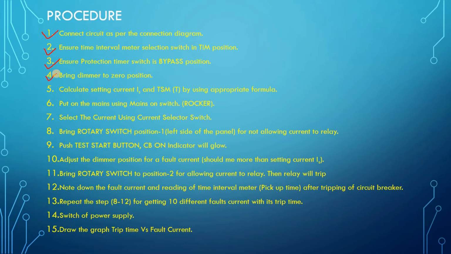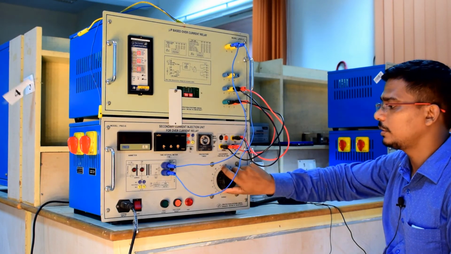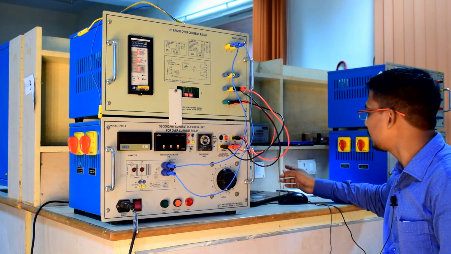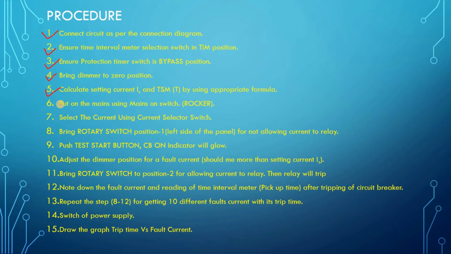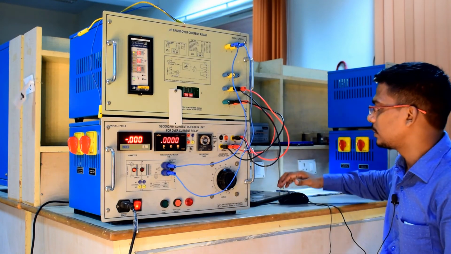Then bring the dimmer to 0. This is the dimmer. We have to rotate it anti-clockwise to make the dimmer 0. Then calculate the current setting IS and TSN using the appropriate formula, which we have also calculated and noted in the observation table. Then put on the mains using the mains on rocker switch. This is the mains rocker switch that we have to switch on.